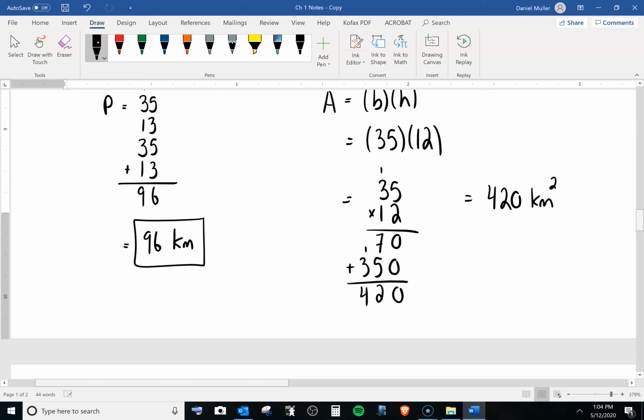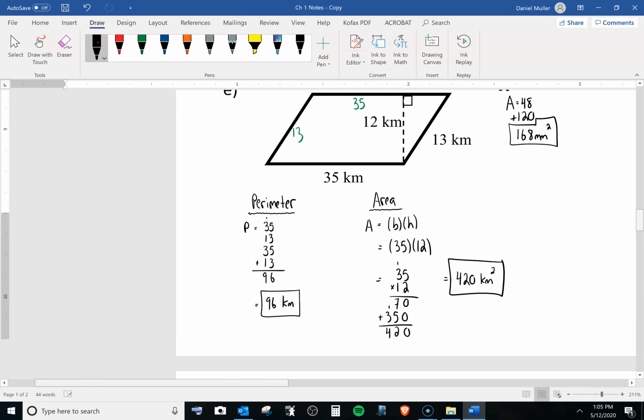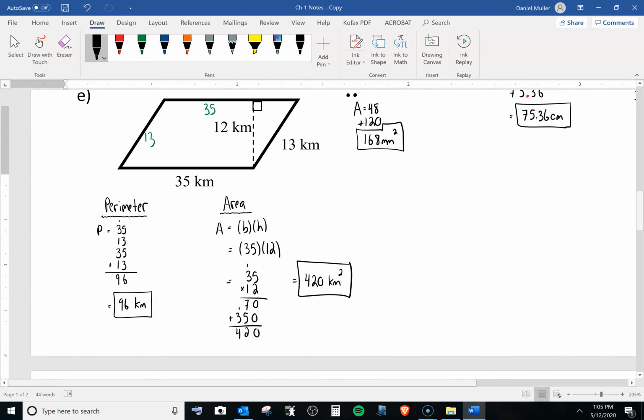And because we're doing the space in between, 2D shaped, we're going to get squared. So 420 kilometers squared. And our perimeter was 96. So a parallelogram, base times height. Notice our height is not 13, but our height is actually 12. So keep all of that in mind.